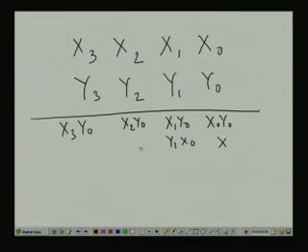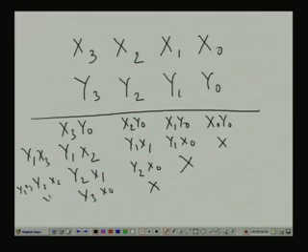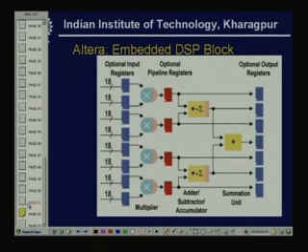then y1 x1, y1 x2, y1 x3. Again, it will be multiplied by y2 x0, then y2 x1, then y2 x2, then y2 x3. Similarly, the last one will be y3 x0, y3 x1, y3 x2, and y3 x3.